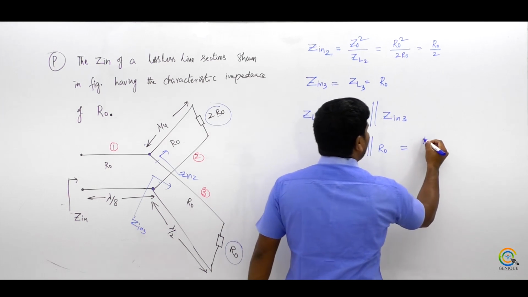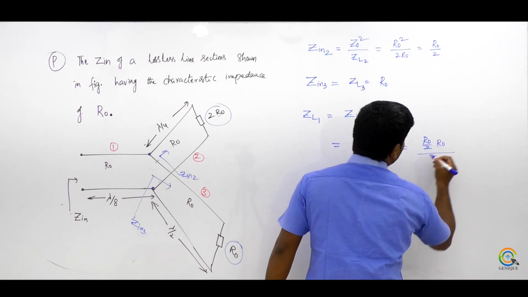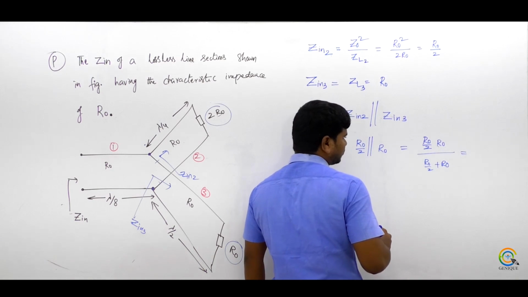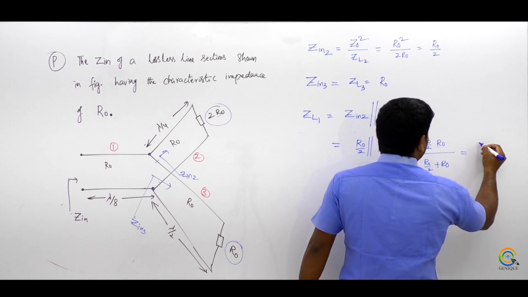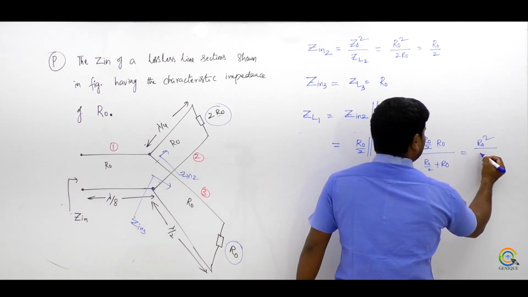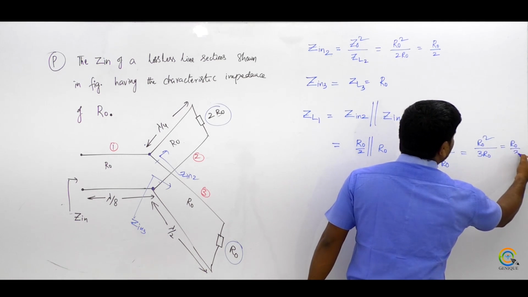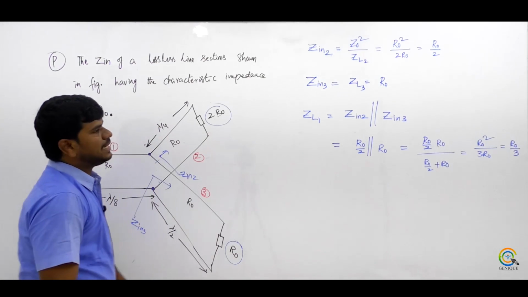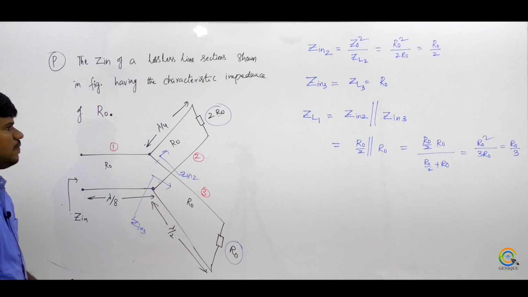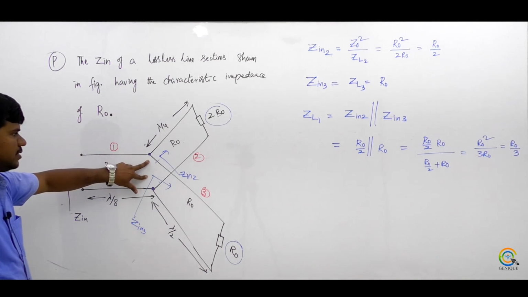So finally what you will get? R0 by 2 into R0 divided by R0 by 2 plus R0. This will be R0 square divided by 2, over 3R0 by 2. So here you will get R0 by 3. So ZL1 is equal to R0 by 3. This is the load impedance now. We obtained the load impedance.